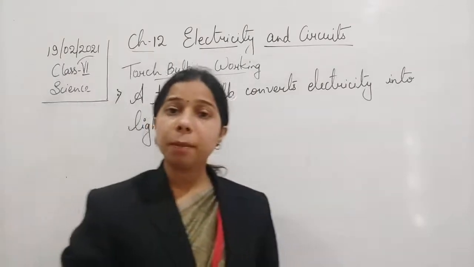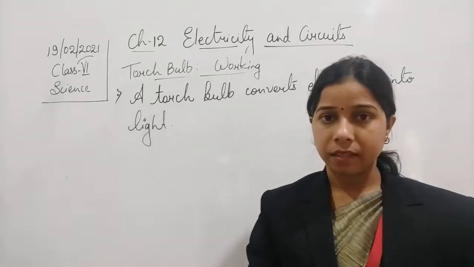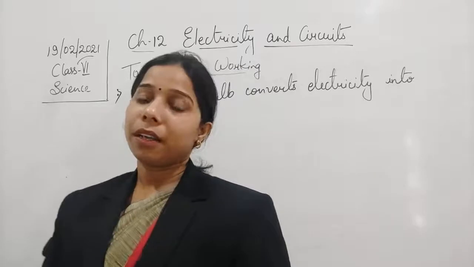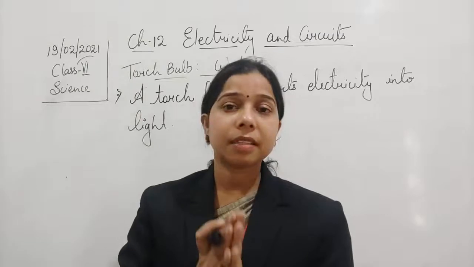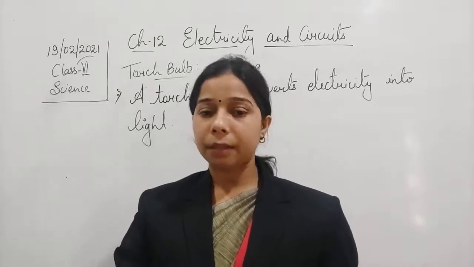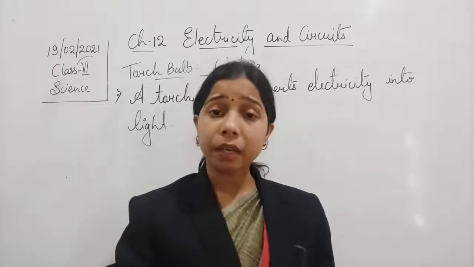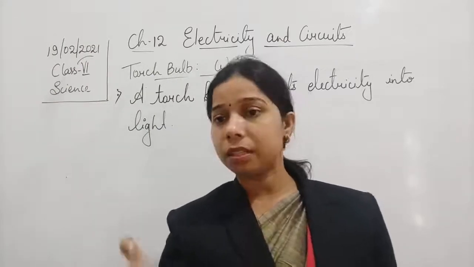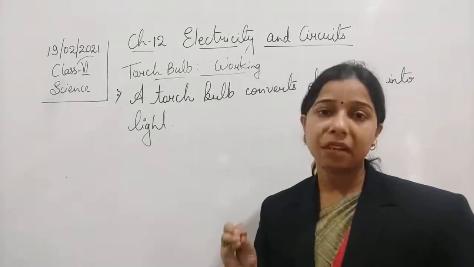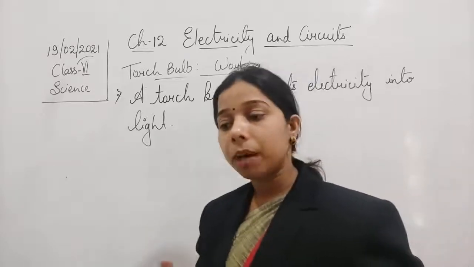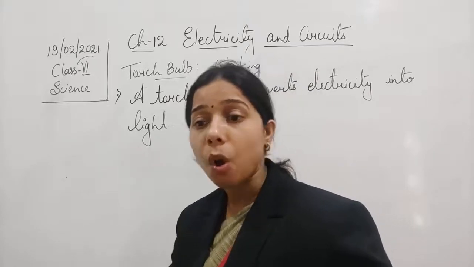Okay, a torch bulb helps in converting electricity into light. Now if you look at the electric bulb, students, you will find that it has a filament. This filament is connected to two terminals, and when electric current passes through it, it starts glowing. Remember, we are providing a small amount of electricity. When the bulb glows, the cell present in it is providing that small electricity.